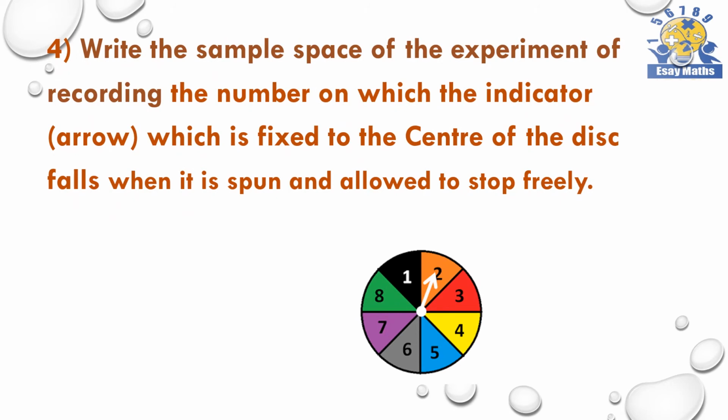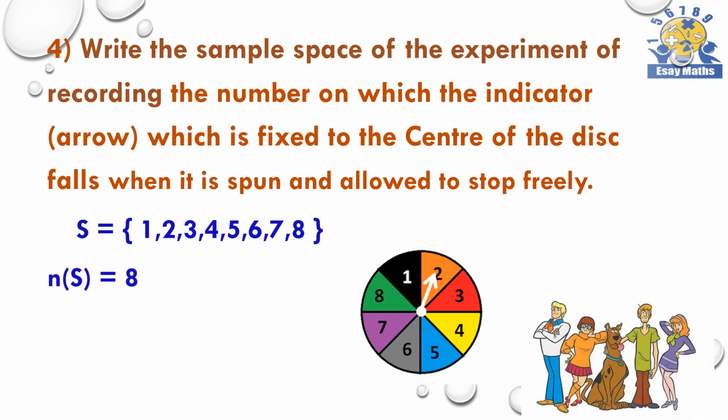Number 4. Write the sample space of the experiment of recording the number on which the indicator which is fixed to the center of the disk falls when it is spun and allowed to stop freely. We know all the possible outcomes, so we should express it as a set. Sample space is equal to the set with the elements 1, 2, 3, 4, 5, 6, 7 and 8. The number of elements in the sample space is 8.